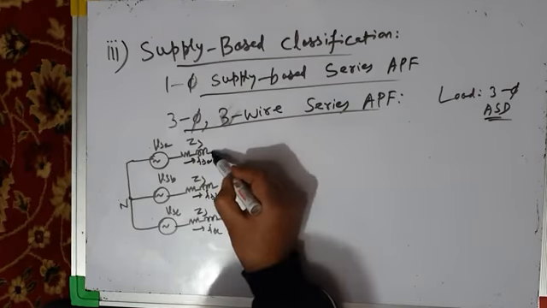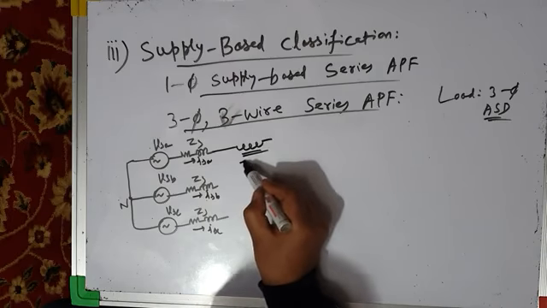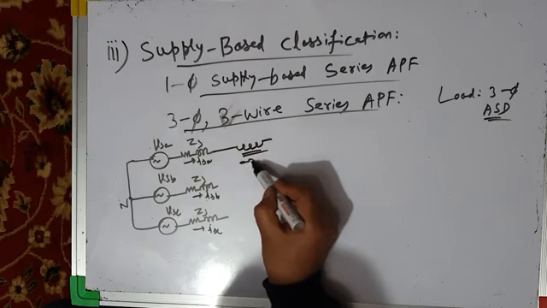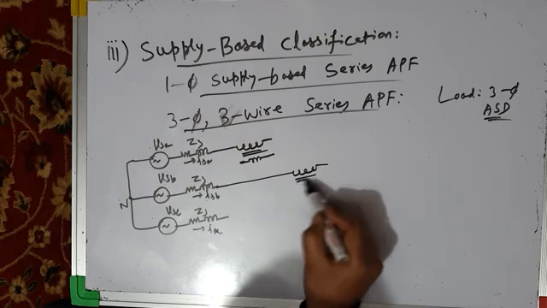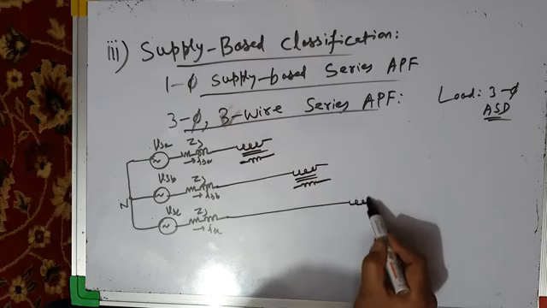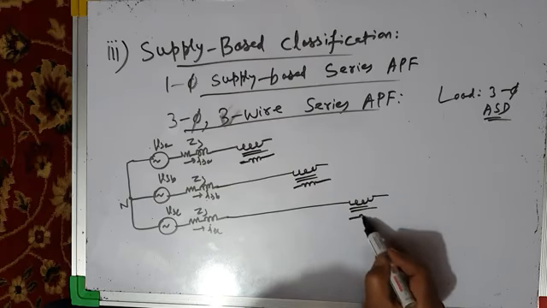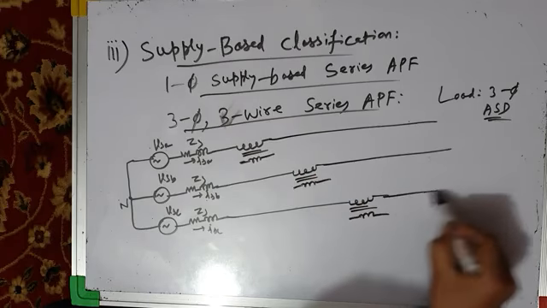Now I have DVRs connected here. This is the interfacing transformer or injection transformer. This is for line A, this line for line B, this is the injection transformer, and for line C, this is the injection transformer. Now you will have three phase load.